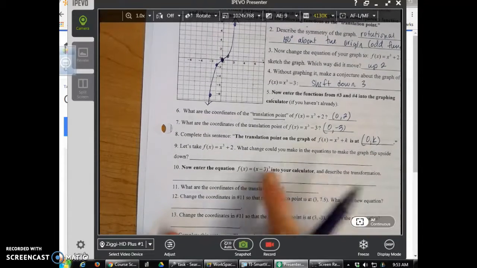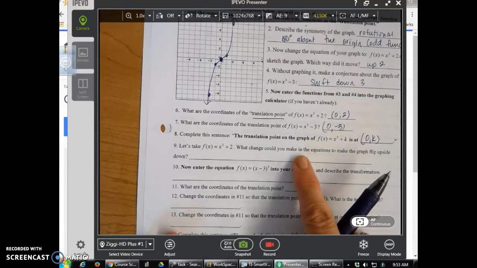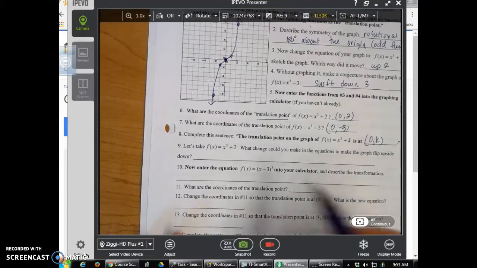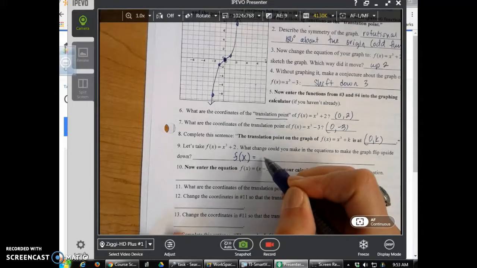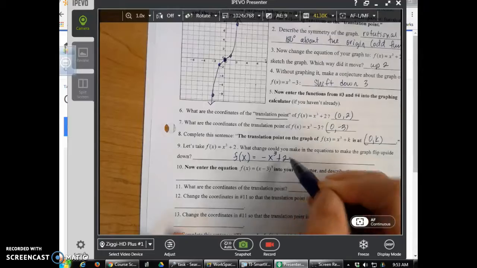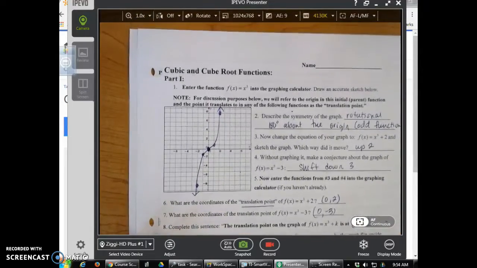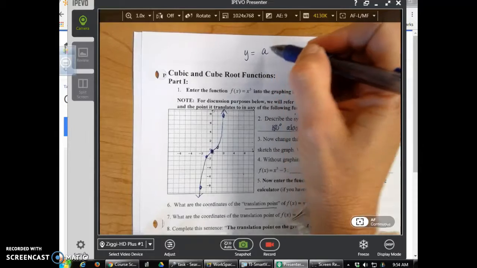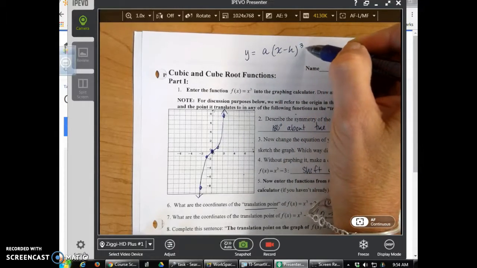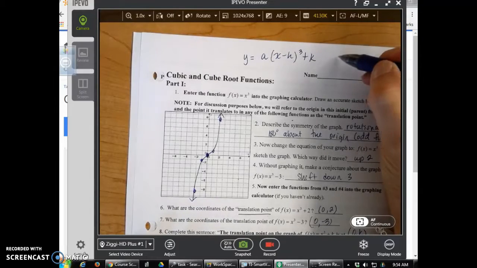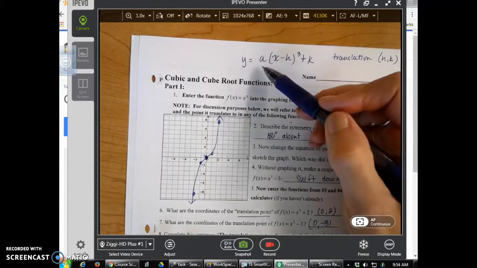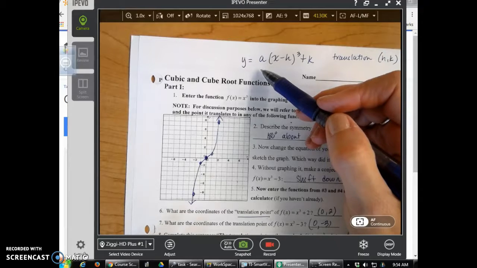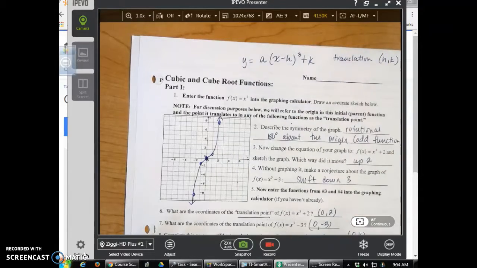And then what could you change to make the graph flip upside down? Well, that's when you put a negative a out front. It's really just a negative out front. Okay, and on that note, something I did in class, I had everyone write down y is equal to a times (x minus h) cubed plus k. And then you know the translation point is always going to be h comma k. And a is going to tell you if you have a stretch or a compression or a reflection. I'm going to do some examples of that in just a minute.